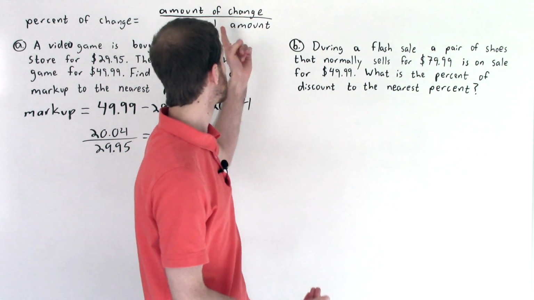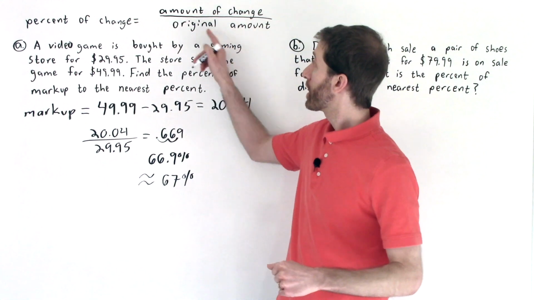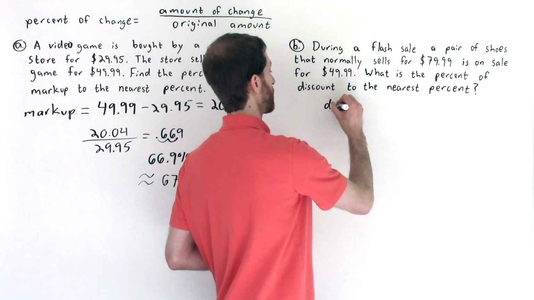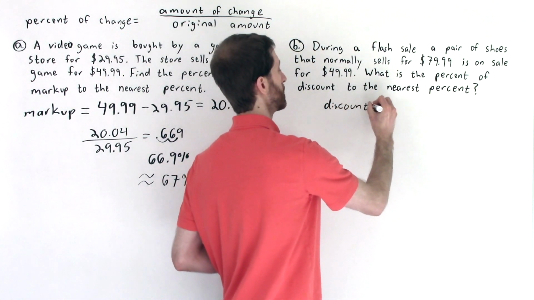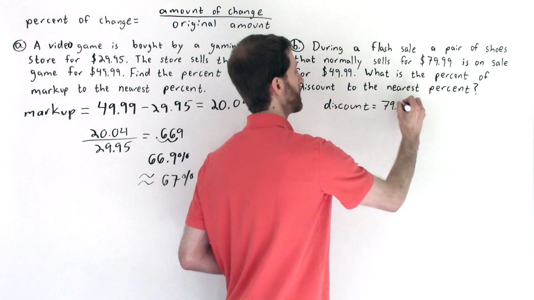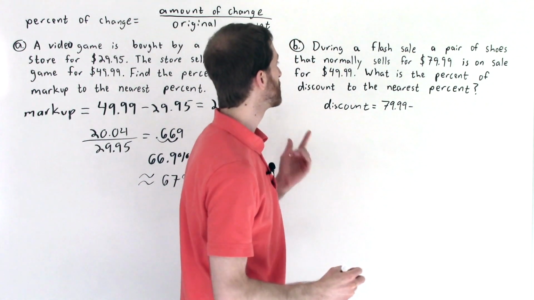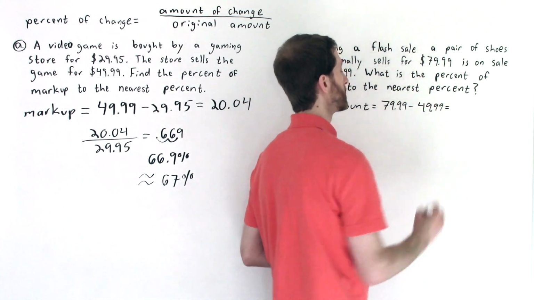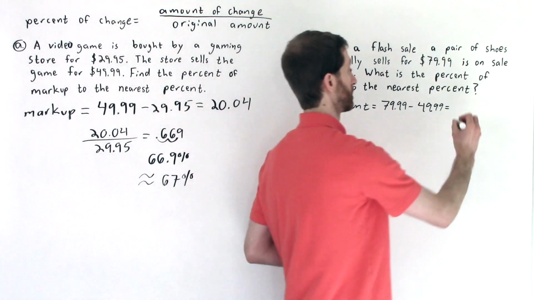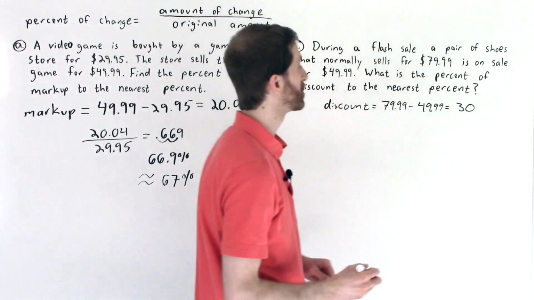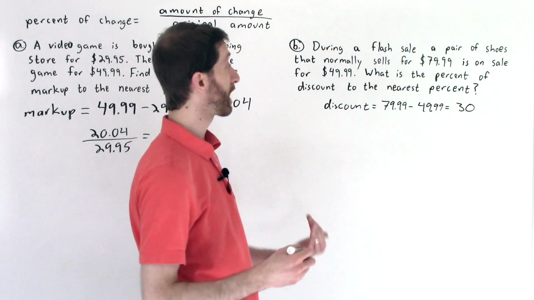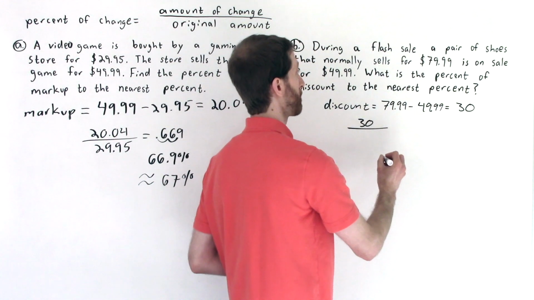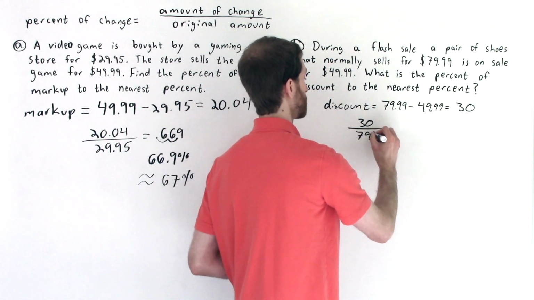So we're going to abide by the same rules. We're going to take the amount of change and divide it by the original amount to find our percent of discount. So the discount is equal to $79.99, and from there we subtract $49.99 to figure out how much money we went down by. The discount therefore is $30. So that's the amount that we've changed. We take that amount and divide it by the original price to figure out, of the $79.99, how much of that price has changed.